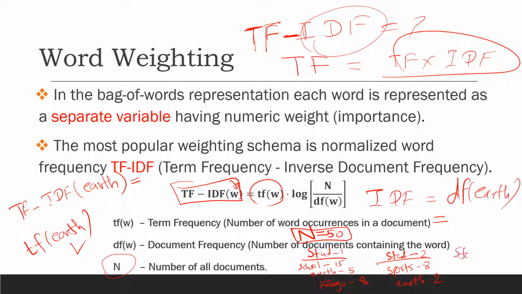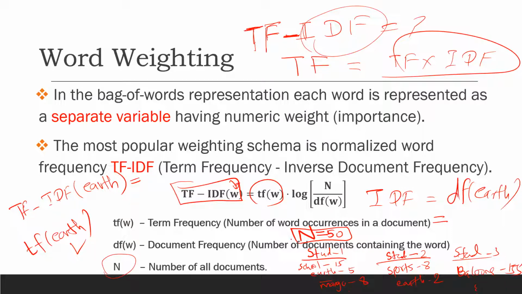Student 3, his table does not contain earth. Sorry, here there is no earth. Okay, it only contains balloons 55 times. Likewise, he will create.